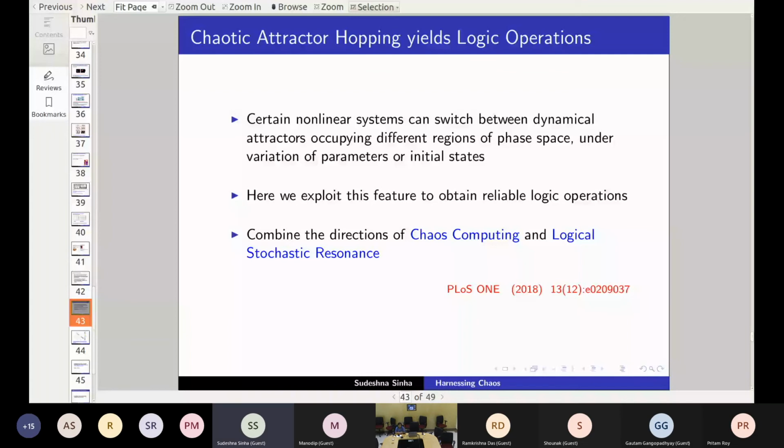So now I want to see, can I sort of extend the idea to marry these two concepts? So there will be chaos now as a chaotic attractor, but chaotic attractors sitting in different parts of phase space.